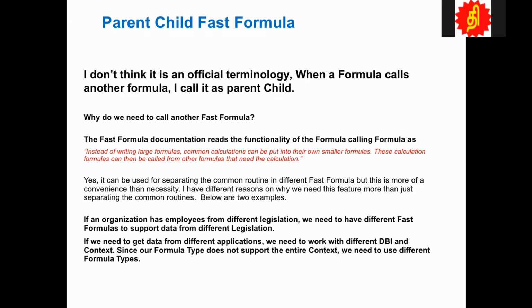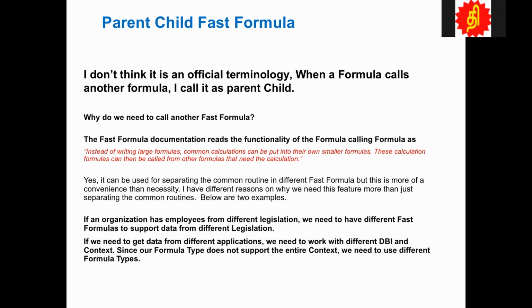Now what you can do is create one more formula using the type that supports business group ID. Then you can set the context when you are calling that child. So that's the other case, and there's no workaround for this. This is how you have to call it.